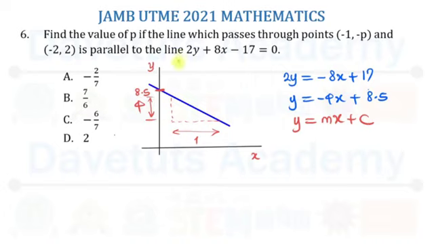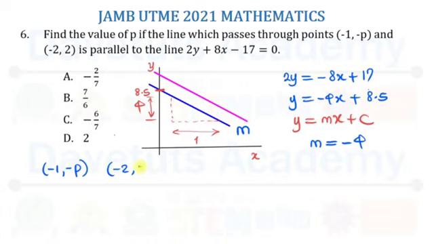When they are saying something is parallel, they are just saying that apart from this particular line, we also have another line here, and both of them, this initial one that we are looking at and this new one that we have, have the same slope. And what is the slope of the first one? By comparing this equation and the general equation, we have m, the slope, to be minus 4. Good and wonderful. So the slope is minus 4, and we have 2 points, minus 1 comma minus p, and point minus 2 comma 2.